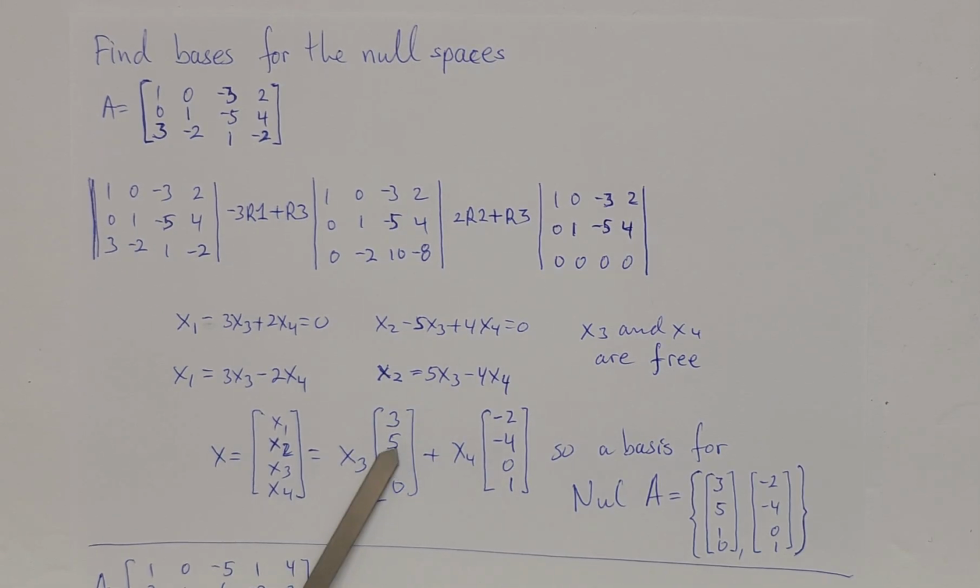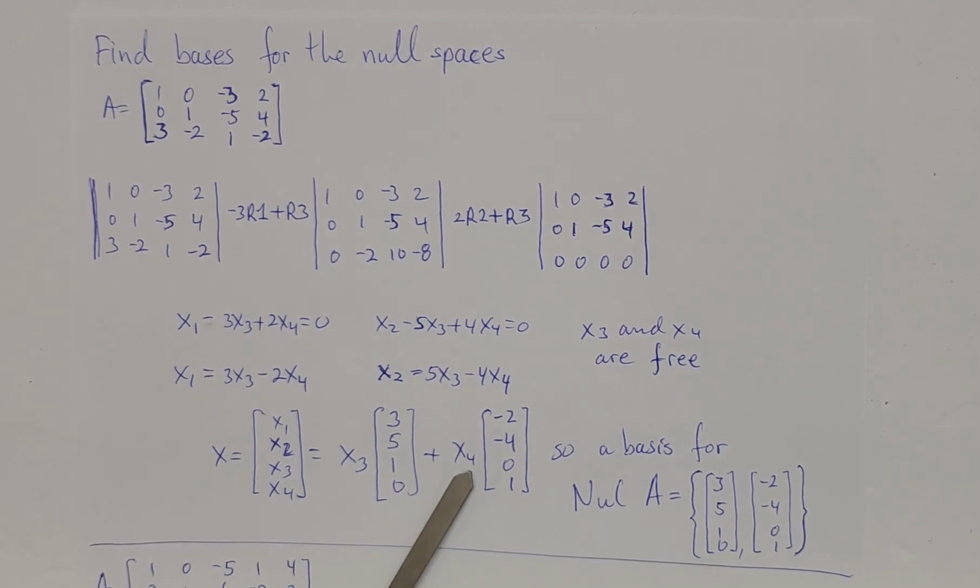We have a third term for x3 because 3 is free, so we'll put a 1. We do not have a fourth term for x3, so we say 0. Next is the same procedure for x4.